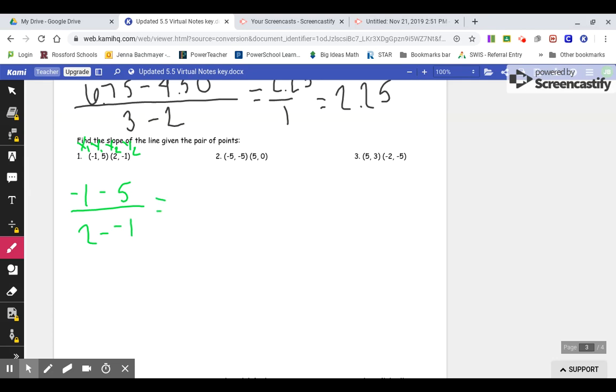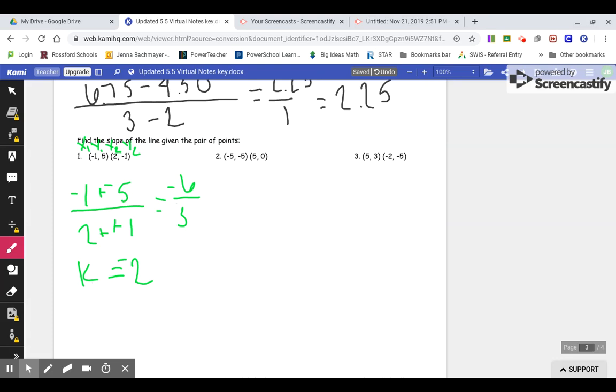All right, just remember our rules all the way back to chapter 1 when we were working with our integers, with adding and subtracting. So negative 1 minus 5, we're going to add the opposite, so plus a negative 5. So negative 1 plus a negative 5 is going to be a negative 6. And then 2 minus a negative 1, when you have the double negative, you just do your plus plus, and that is 3. So negative 6 divided by 3 equals a negative 2. So our slope equals a negative 2.